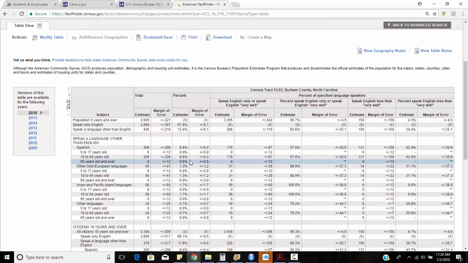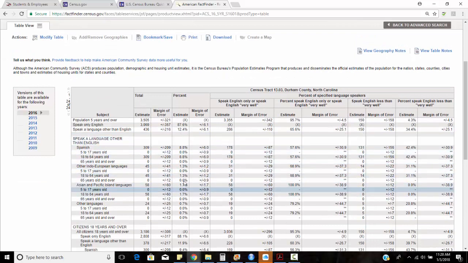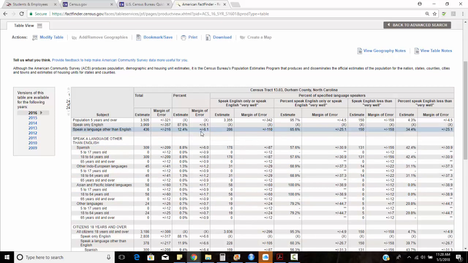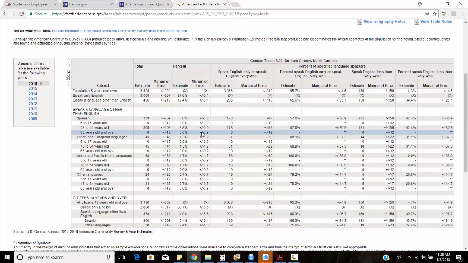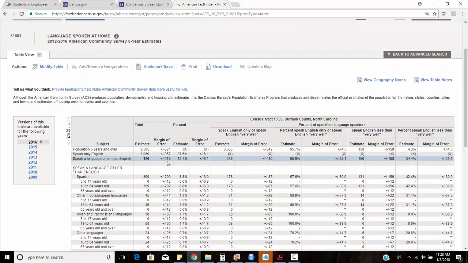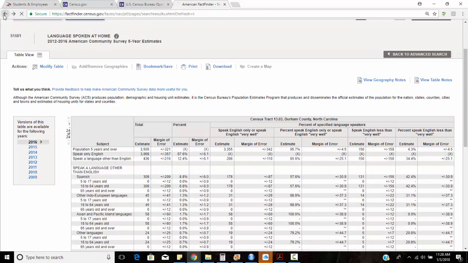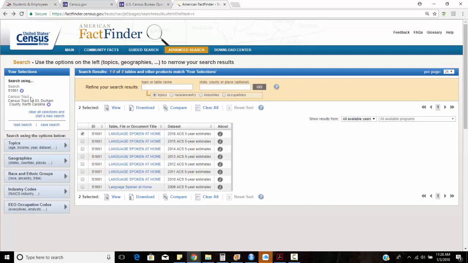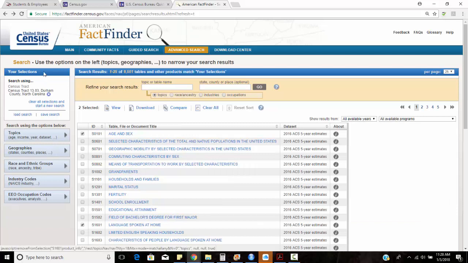And we can actually look at a breakdown of the different languages that we have here. You can see here this margin of error that I was talking about, it's still relatively high even though it's sample data. So you can see this answer here is 12.4%. When I'm done with this, I want to X out of my selection so that in the upper left-hand corner, my criteria is just the census tract.